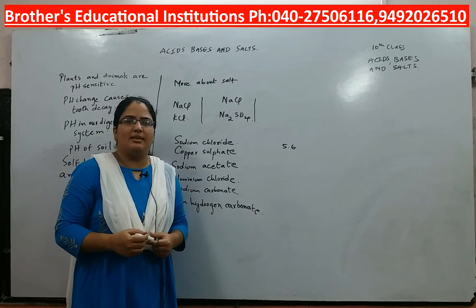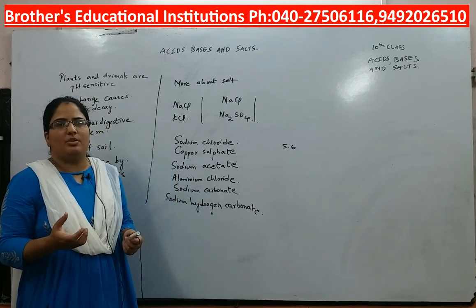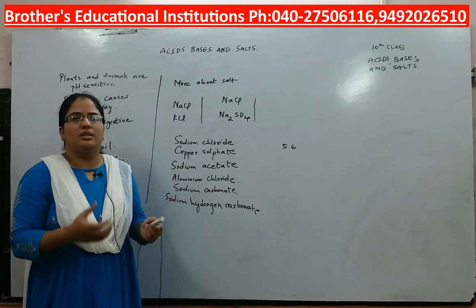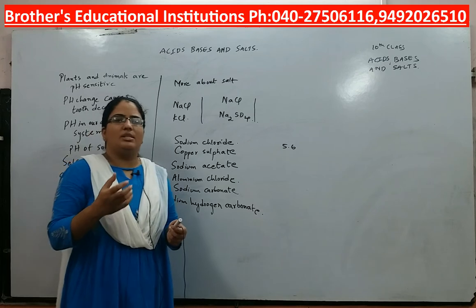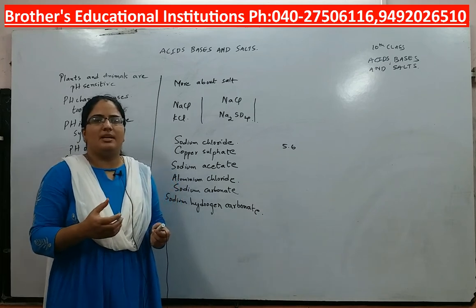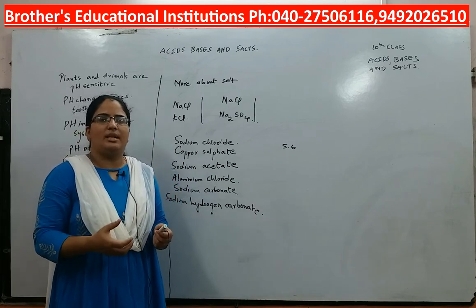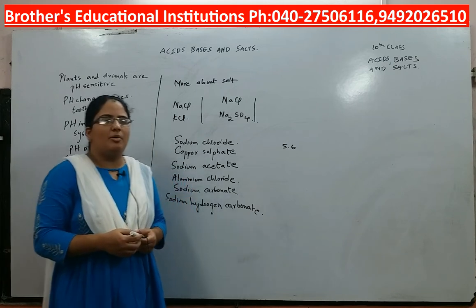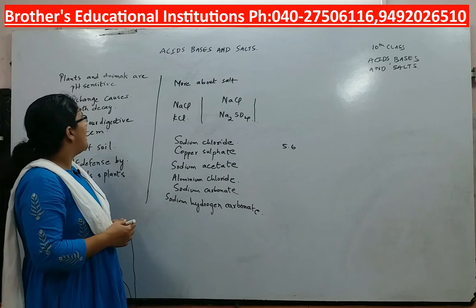Because of this acid rain, the plants will not be able to grow properly. The same water goes into rivers. If it goes into rivers, the animals that are there in the rivers, the aquatic life, get affected, and they may even die. So that's about pH in the case of plants.